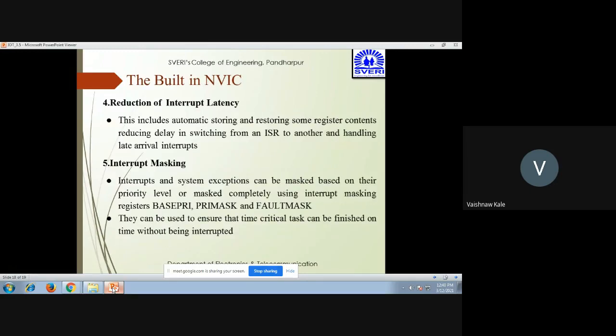Then reduction of the interrupt latency. This includes automatic storing and restoring of some register contents, reducing delay in switching from one ISR to another and handling late arrival interrupts. So automatic storing and restoring of some register content is possible with the help of reduction of interrupt latency. Now see what is latency and what is interrupt latency.